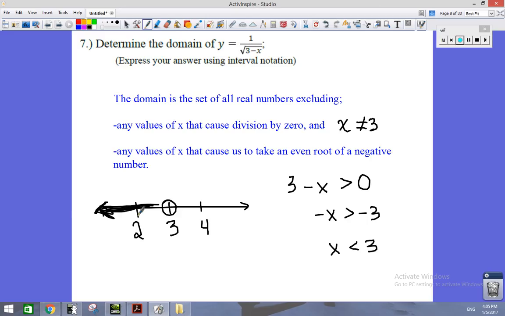So I need to describe this set of numbers that's been shaded using interval notation. Since the arrow is shaded and it's to the left, it's negative infinity all the way up to 3, but this time I don't want a bracket. I want to exclude the number 3, so I have an open parenthesis.